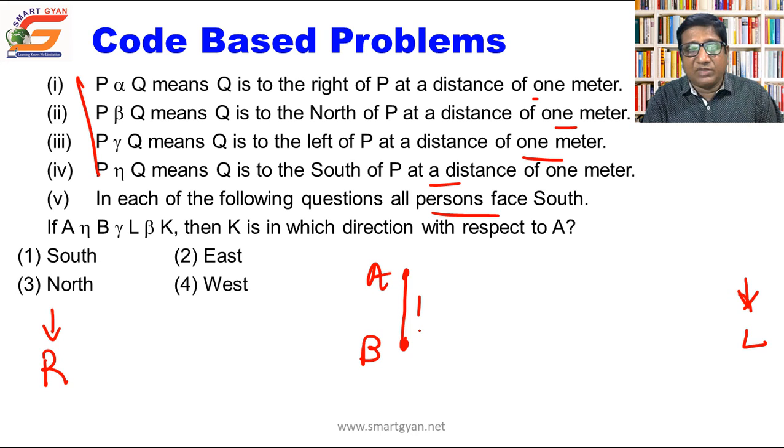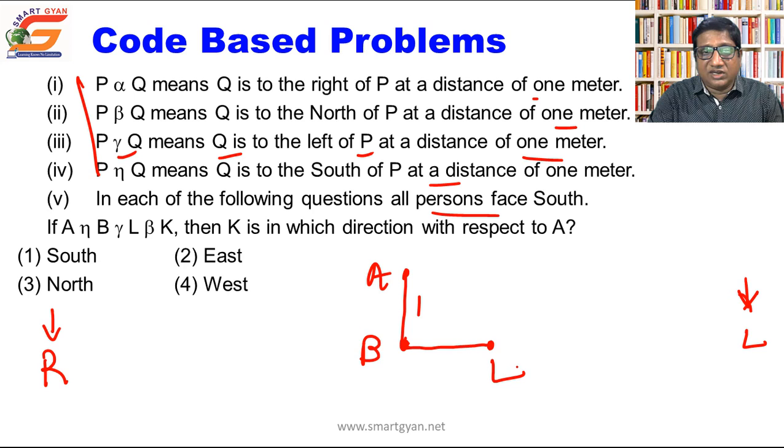Then B gamma L means B gamma, where is gamma? Here. B gamma L means instead of QP you have to consider LB. L is to the left of B. As they are all facing south, L is to the left of B means this side will be left, and here is L. L is to the left of B and the gap is 1 meter.